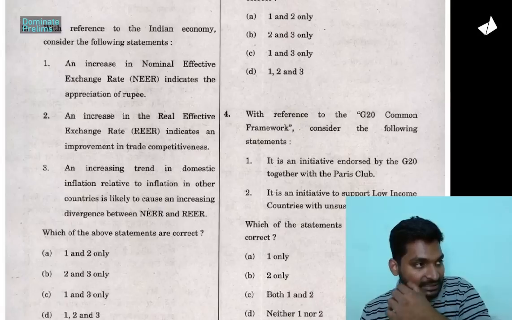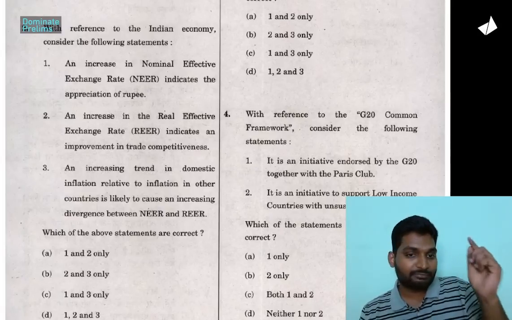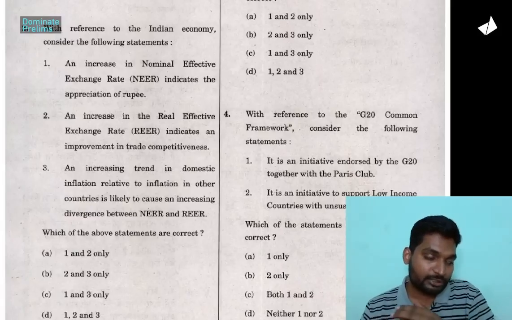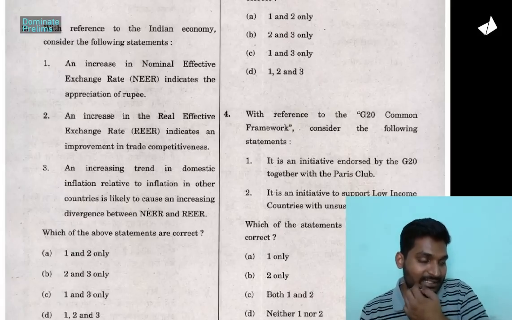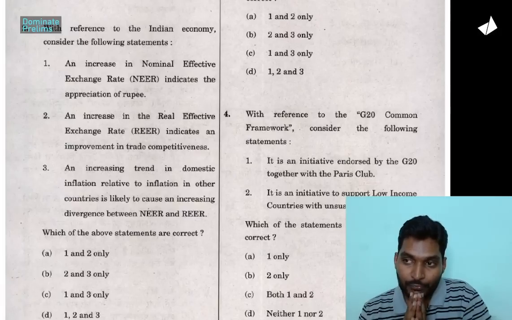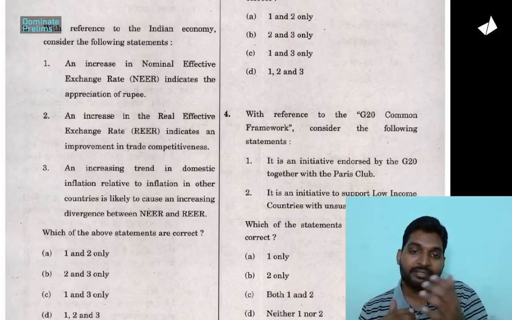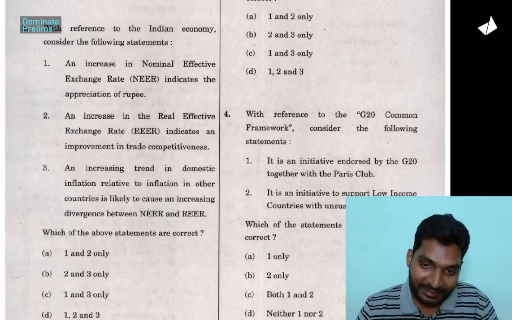Now again, some students ask, should we always move in a linear fashion? Should we always start from question number 1 and move till question number 100? So that's not necessarily the case. Now assuming I am a student who finds economy difficult and I find polity very easy. So naturally, I'll start with polity.